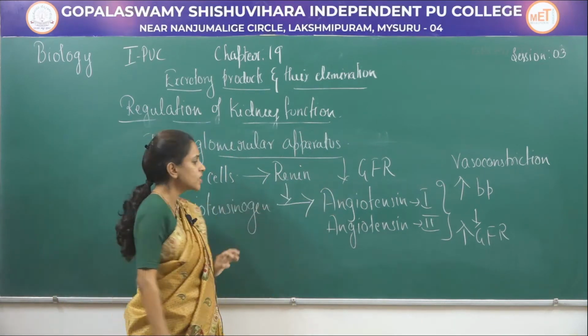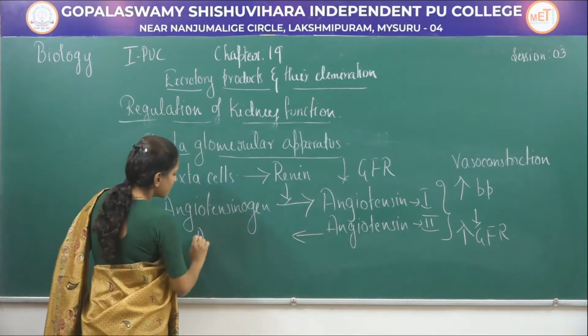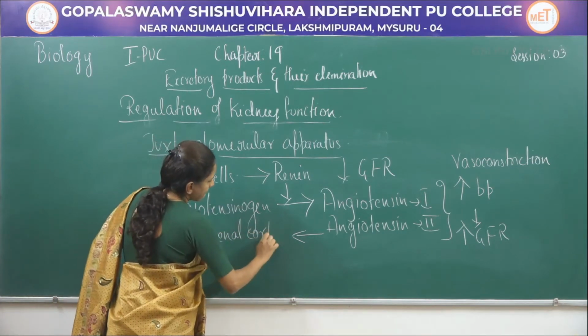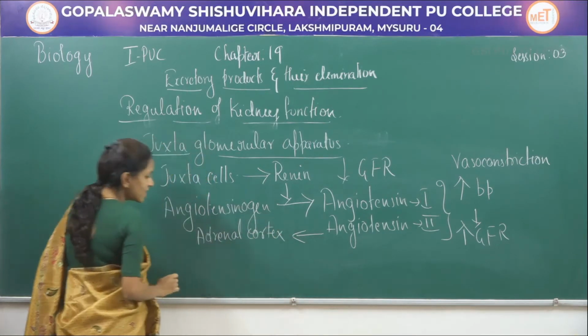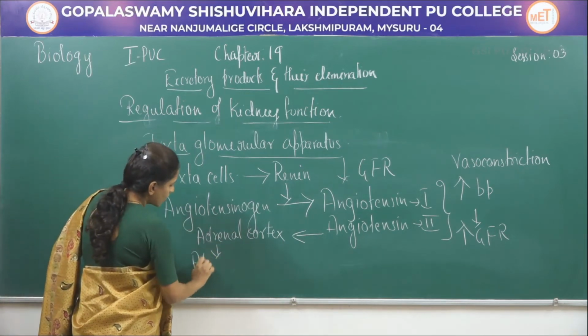Apart from this function, angiotensin 2 also acts on the adrenal cortex and activates a hormone called aldosterone.